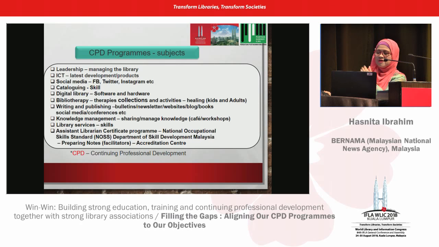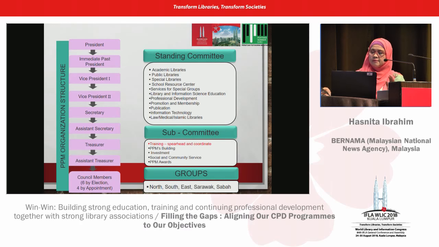We collaborate with our first presenter. Then library services, which is about skills. For the Assistant Library Certificate Program, we managed to get this certificate from the Department of Skill Development Malaysia. So now we have the National Occupational Skills Standard, which is called NOSS. At the moment, we are preparing notes for the facilitators, and we hope that we can be the accreditation center for those who finished their secondary school. So maybe the library assistants will be more skillful, not only after finishing their study in school.